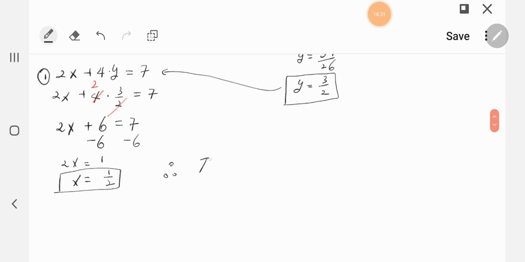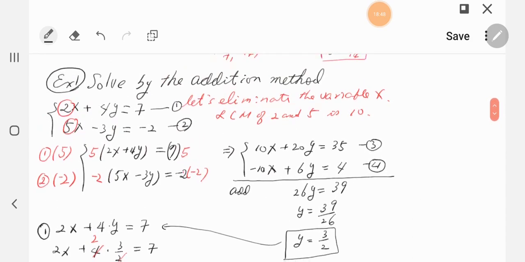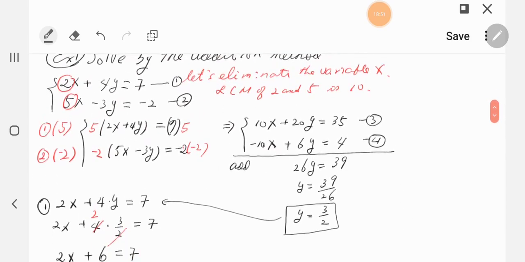Therefore, the solution is what? The solution is x is, always write down the x coordinate first, 1 half and then 3 halves. So this is the solution. If you plug in 3 over 2 in the second equation, then negative 3 times 3 over 2, we have a fraction. So we just want to avoid having an equation that contains a fraction. So using equation 1 is better.